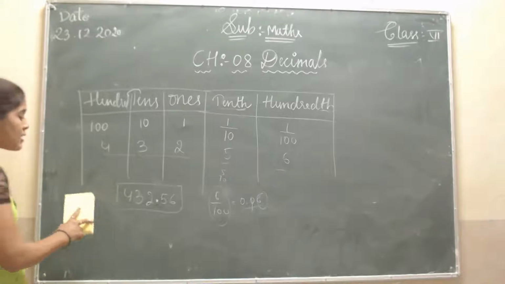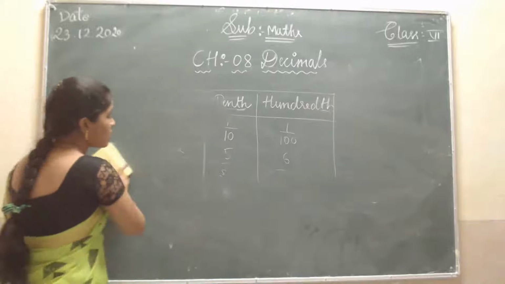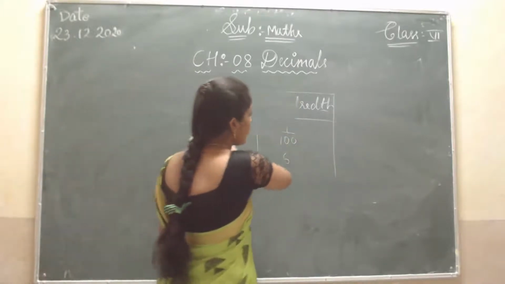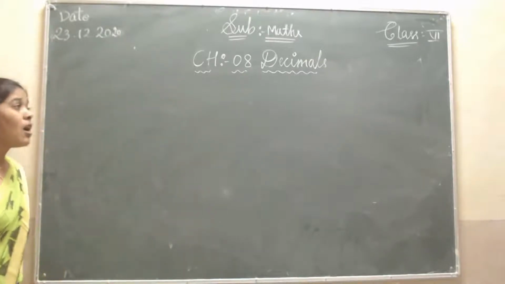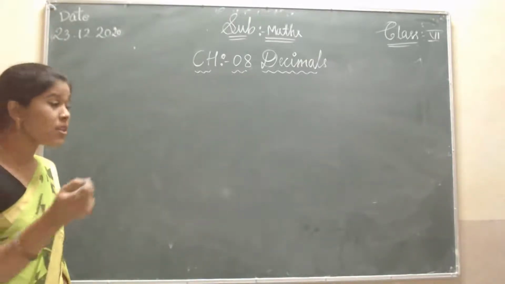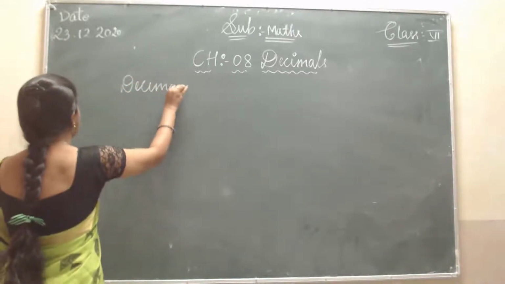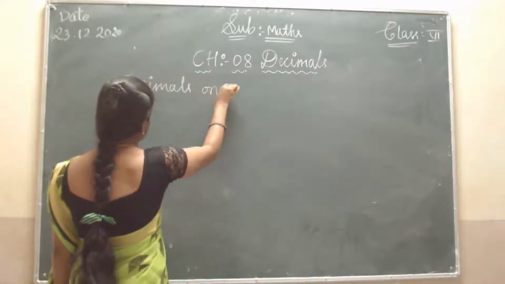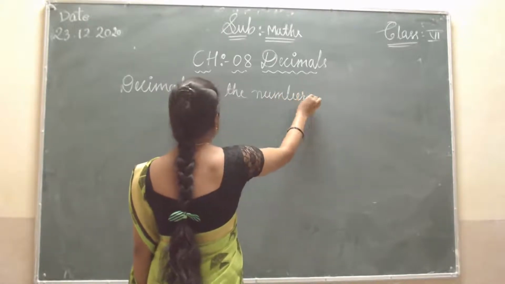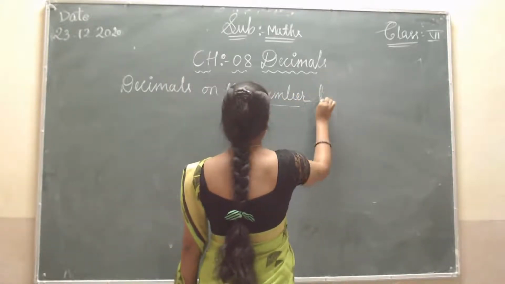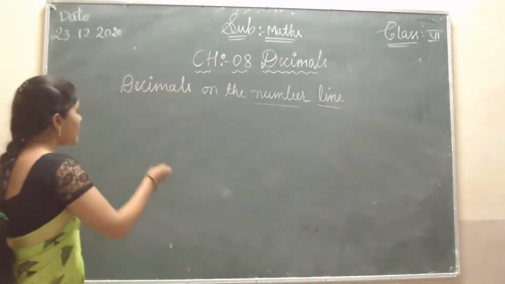Next, represent decimals on the number line. How to represent fractions on the number line, we have learned in the previous classes. Now we have to learn how to represent decimals on the number line. We know what a number line is because we have learned already. A number line is nothing but a line representing numbers on it.